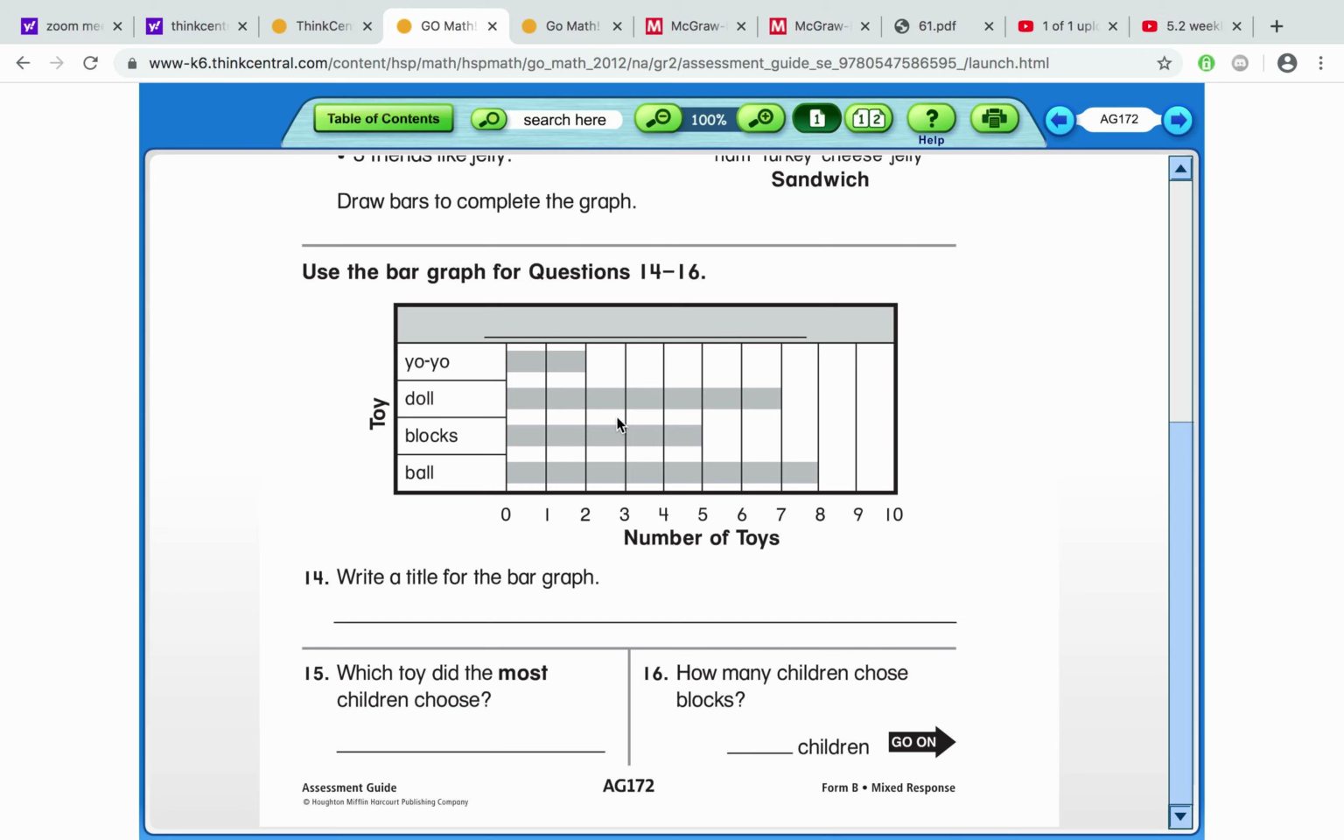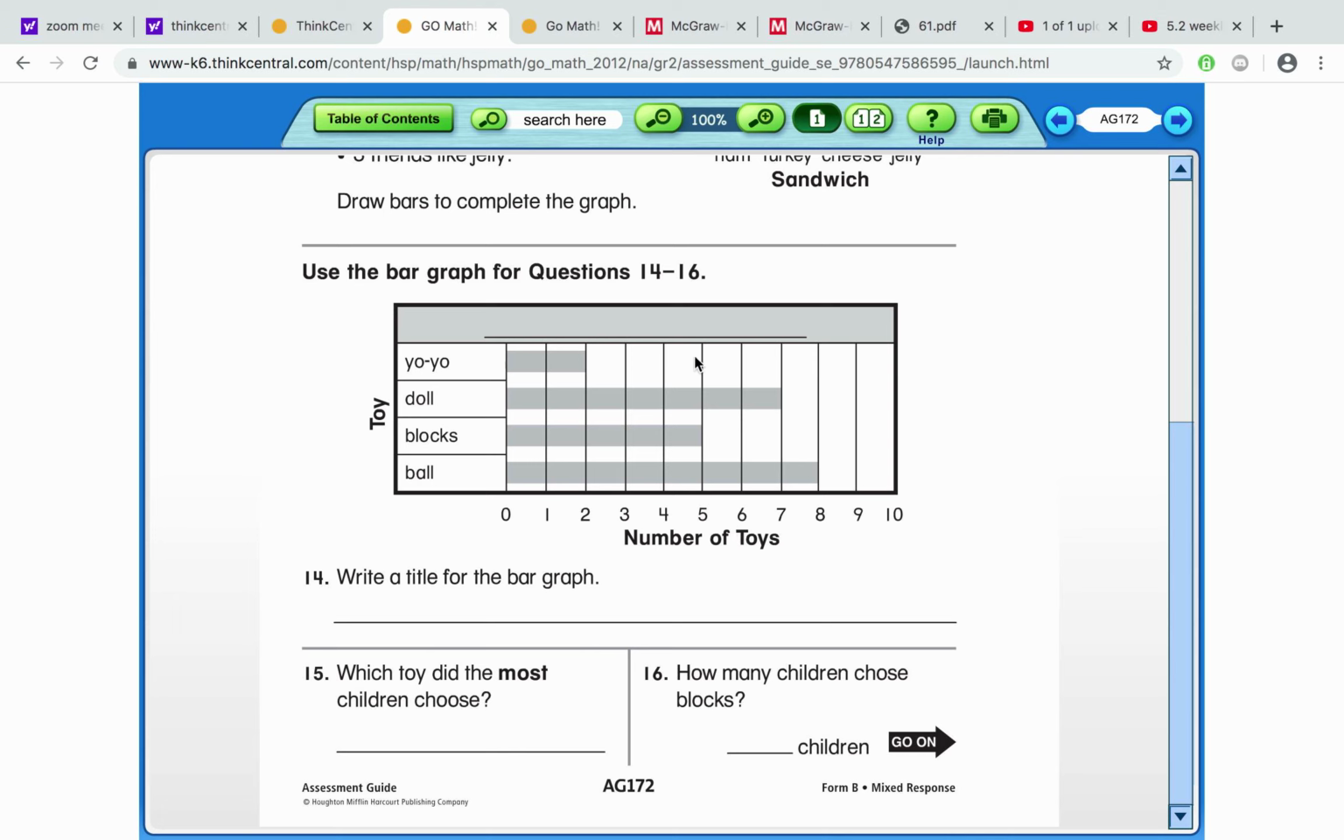chapter. So looking at this, I see that there are toys along this side. Yo-yo, doll, blocks, ball. The number of toys are here. So what could the kids who took this survey, what do you think it was about?